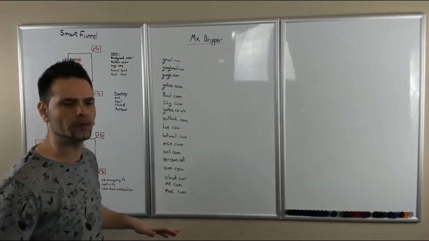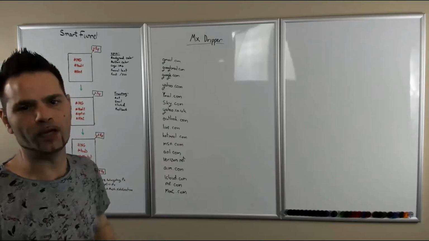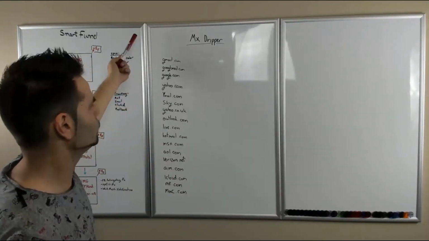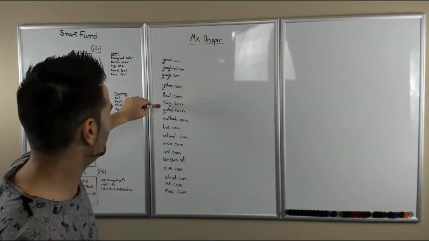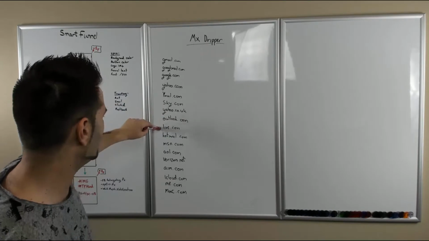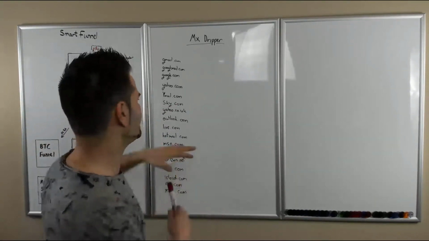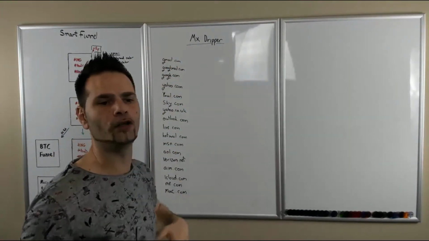Now, it's not all of them, but it's basically the major ones. Okay, we have Gmail, Google Mail, that's also like Gmail, Yahoo, Ymail, Sky, Outlook, Live, Hotmail, MSN, AOL, and so on and so forth. This is just an example of the list of domains that you are going to mail to.